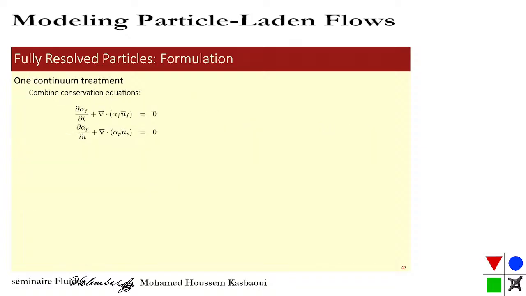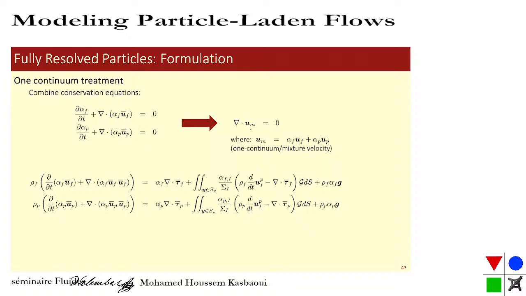So why? Let's start with the mass conservation equations. If you combine them, you get divergence of u equals 0. Very simple. We got rid of the volume fraction there. U here is the one continuum or mixture velocity, which is defined like that.